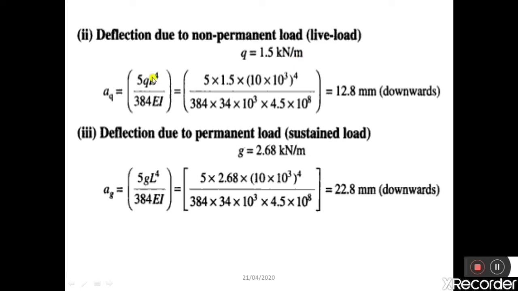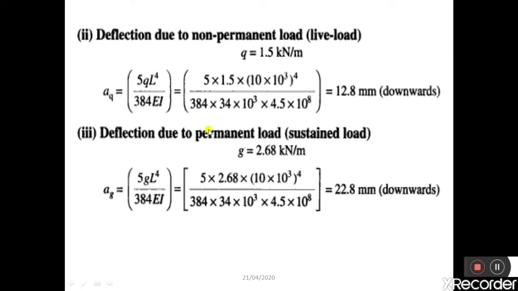So we know that deflection due to UDL is 5QL to the power 4 divided by 384 EI. Substituting the values in this equation, you will get the deflection due to live load or non-permanent load, that is 12.8 mm, and this deflection is acting in the downward direction.